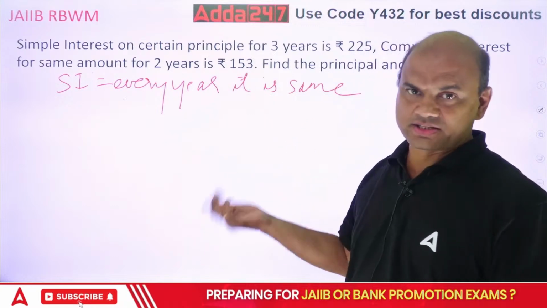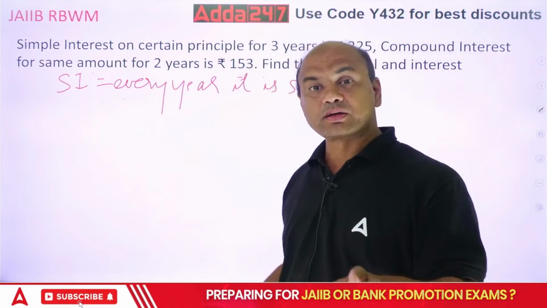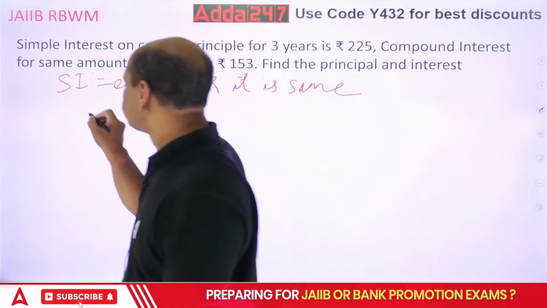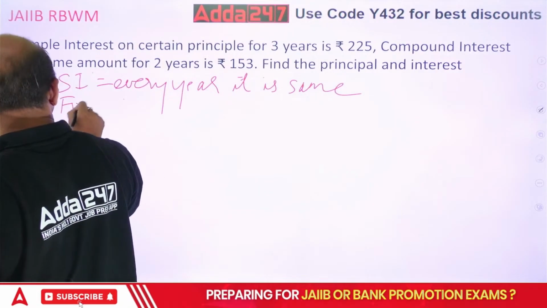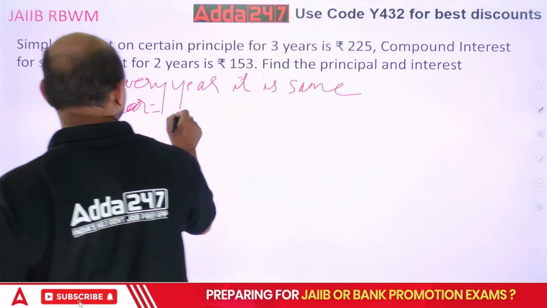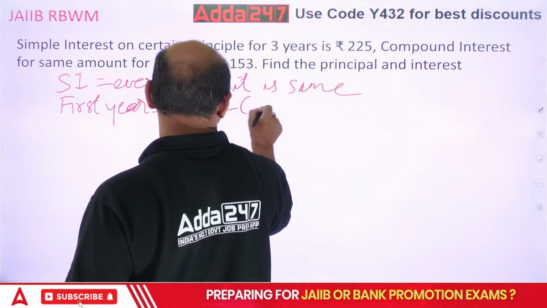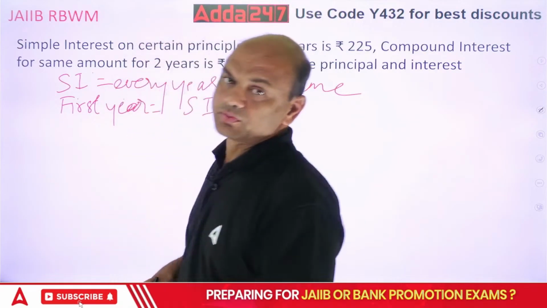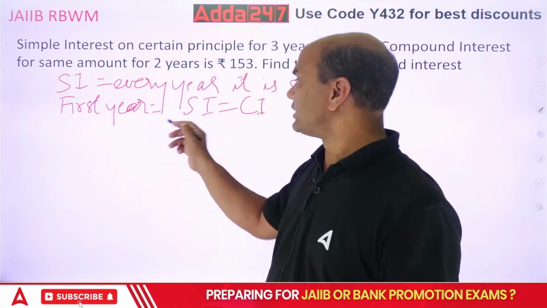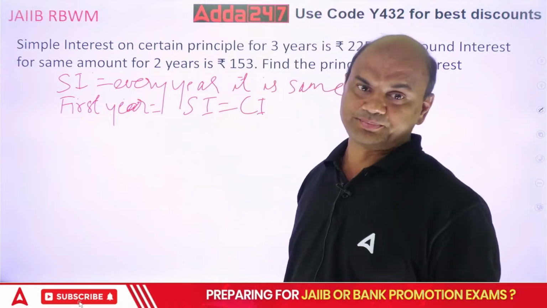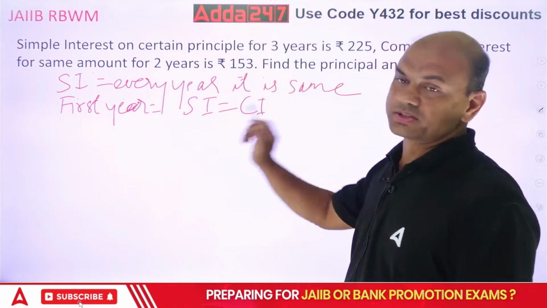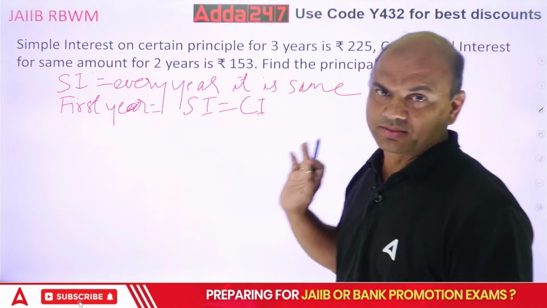Compound interest, it will change. Every year it will change. First year both simple interest and compound interest will be same. Kindly note this also. First year SI equals CI, compound interest, for yearly compounding. I am talking about yearly compounding. If I am doing yearly compounding, then first year simple interest and compound interest will always be same.